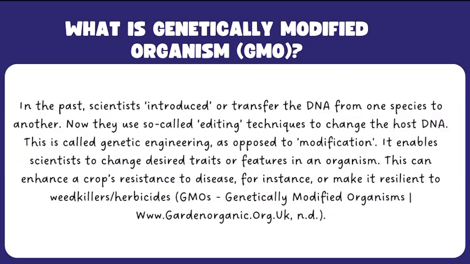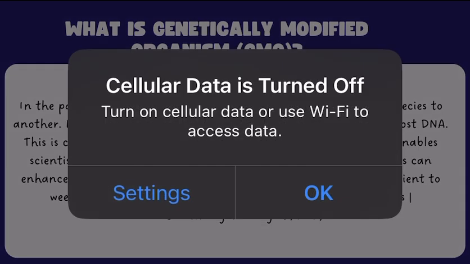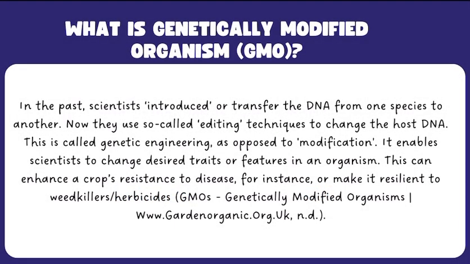So GMO scientists can now use special tools to edit the DNA of an organism, which means they can change the instructions that tell the organism how to grow and develop. This allows them to create plants that are resistant to disease or animals that produce more milk.